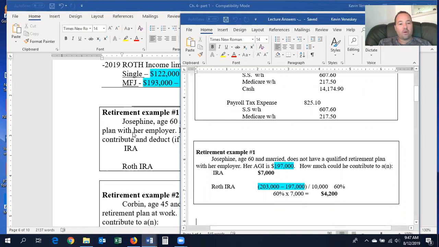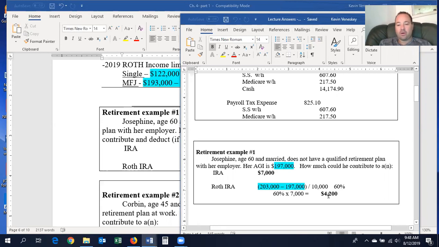Now for the Roth IRA, the income matters, and the fact that she doesn't have a retirement plan doesn't matter. So we're going to use the phase-out. We're going to take the top number for married filing joint, subtract what her AGI is. It's a $6,000 difference divided by the span of 10. So of the full amount, she can take 60%. The full amount was $7,000. She can put away up to $4,200.